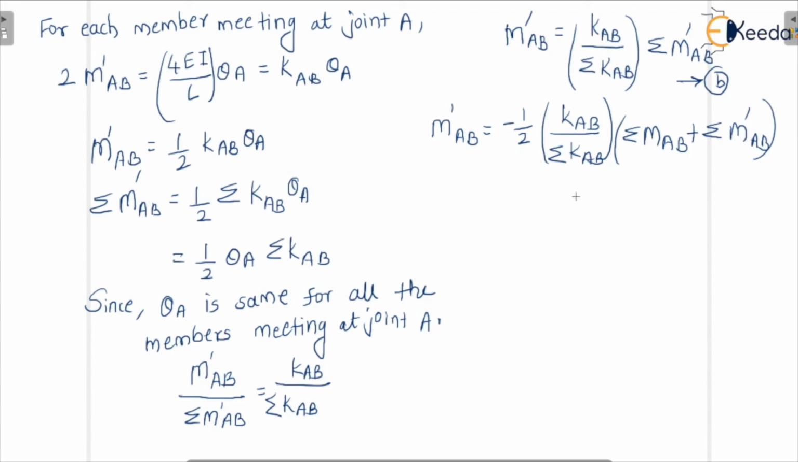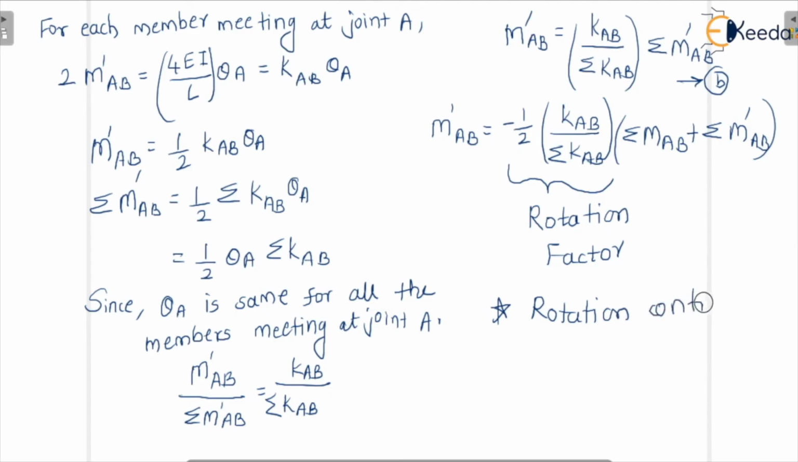So in this expression, half of K of AB by summation of K of AB is called the rotation factor. Important term: it is called the rotation factor for member AB at joint A. And from this equation Kani developed the rotation contribution method. So from this equation only we develop the rotation contribution method.